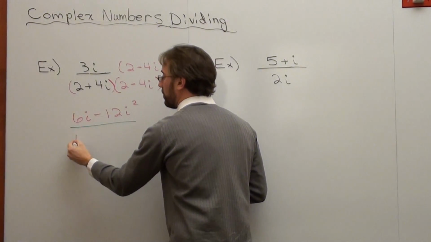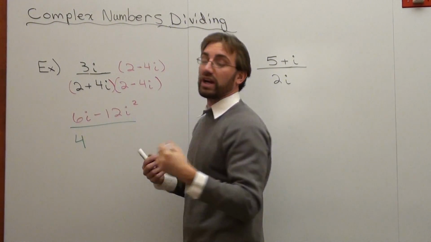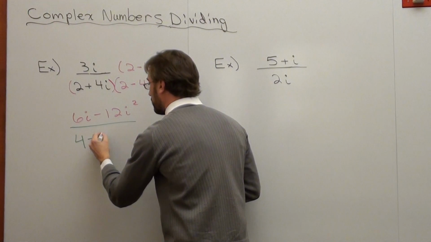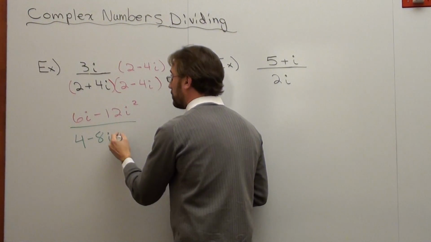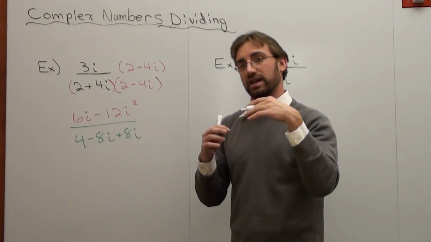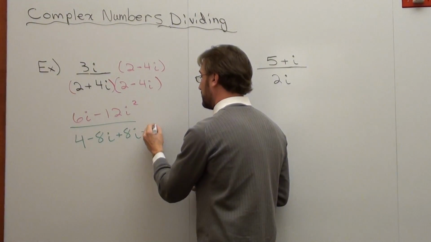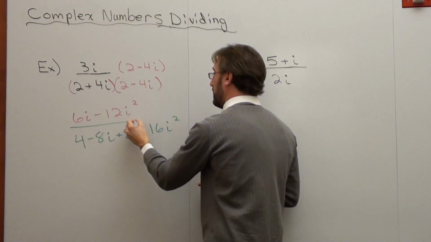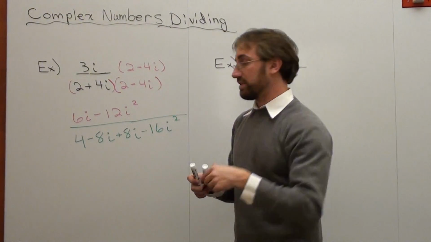Over 2 times 2 is 4. 2 times negative 4i is negative 8i. 4i times 2 is positive 8i. And 4i times negative 4i is negative 16i squared. I'm going to go ahead and simplify it all at the same time.